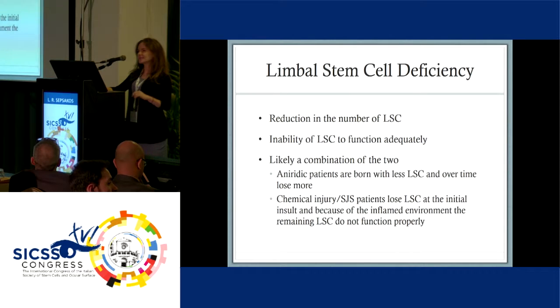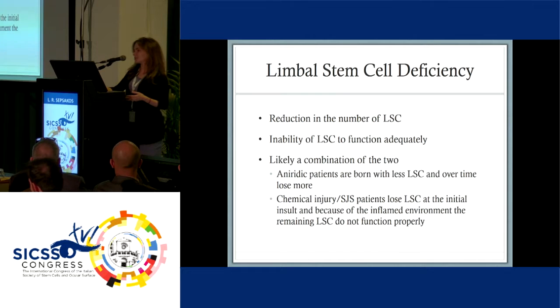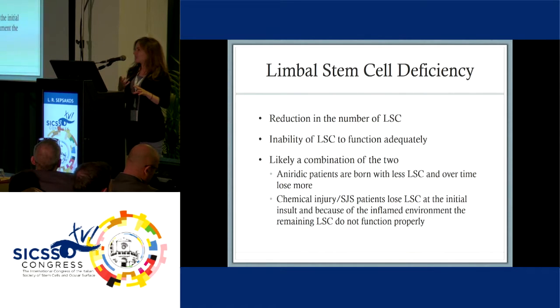So limbal stem cell deficiency arises when there's a reduction in the number of stem cells or an inability of the stem cells to function properly. Likely in most patients, it's a combination of the two. In aniridic patients, they're likely born with fewer stem cells and over time lose more. In chemical injury and Stevens-Johnson syndrome patients, they lose a lot of stem cells at the initial insult, and because of the inflamed environment, the remaining stem cells don't function properly.